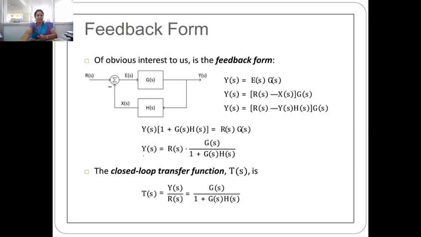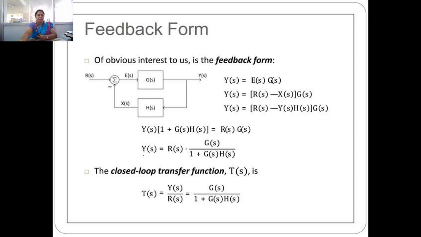X of s is your signal values, and E of s is your error signal, that is the summation point. Here the feedback can be negative feedback or positive feedback. From this, you have to find that this is a negative feedback control system.